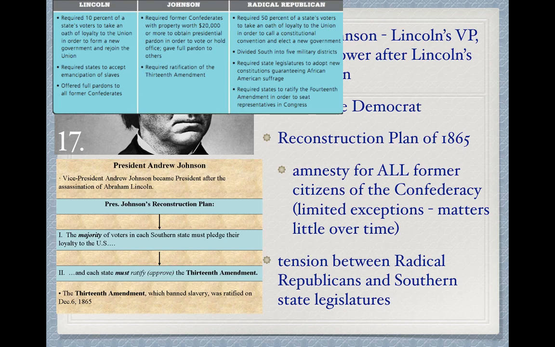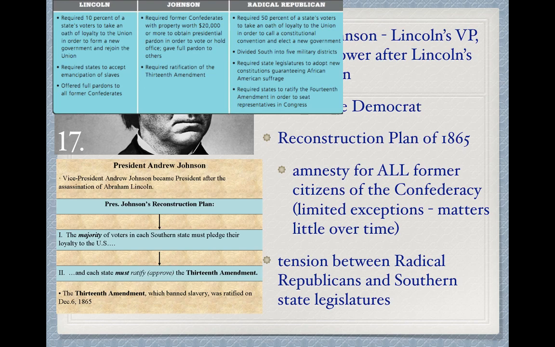So here are the plans laid out for you in a little bit of a different way. Lincoln's plan would have required 10% of a state's voters to take an oath of loyalty to the Union, and then a constitutional convention could be called. States had to accept the emancipation of slaves, but then pardons would be offered to former Confederates. Johnson required former Confederates with property over $20,000 to get a pardon in order to vote, and then they also had to ratify the 13th Amendment.